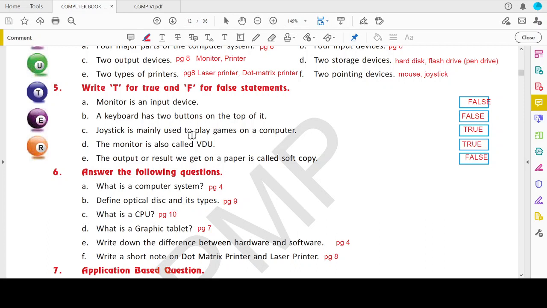Joystick is mainly used to play games on the computer. True. A monitor is also called VDU, that is Visual Display Unit. It is also true. The output or result we get on a paper is called soft copy. Is it called a soft copy? No, it's called a hard copy. So it is false.